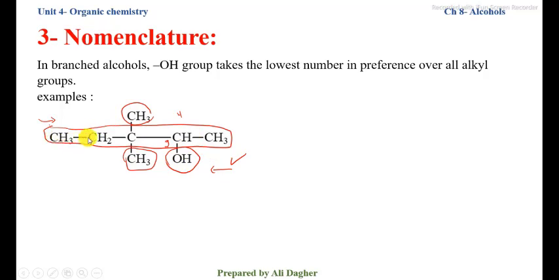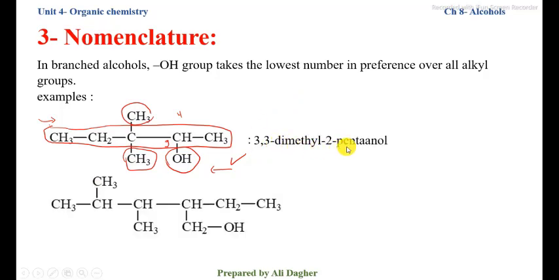The main chain is formed of 5 carbons, then the alkane formed of 5 carbons is pentane. We add ol, then its name is pentanol, and OH on carbon 2, then 2-pentanol. And we have 2 methyl, that means dimethyl, on carbon number 3. If we count from this direction, 1, 2, 3, this is carbon number 3. Then the 2 methyls on carbon number 3, then 3,3-dimethyl-2-pentanol is the name of this alcohol.